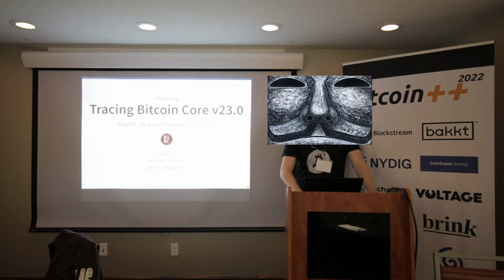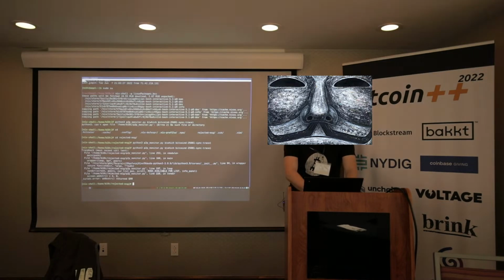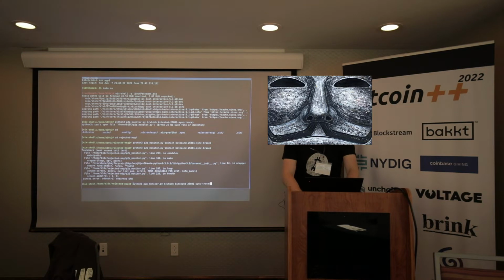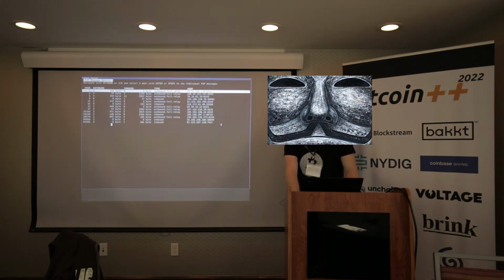So, tracing Bitcoin Core version 23.0. In the latest Bitcoin Core release earlier this year, we had something called trace points in it. And trace points help us to hook into a running process and extract some process internals from it. One example is here, a tracing script I built to showcase some of the functionality.